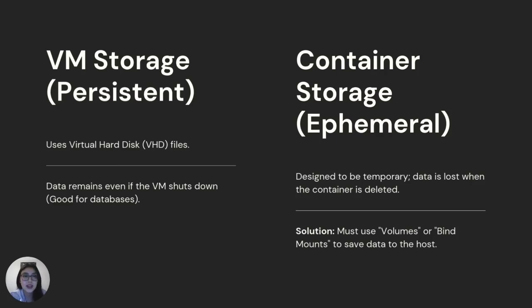Next, let's talk about storage. Virtual machines use persistent storage, stored in virtual hard disk files. This means that even if the VM shuts down, the data remains, making VMs ideal for databases or systems where long-term data consistency is needed.